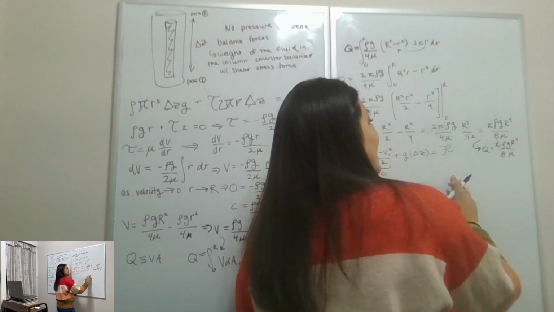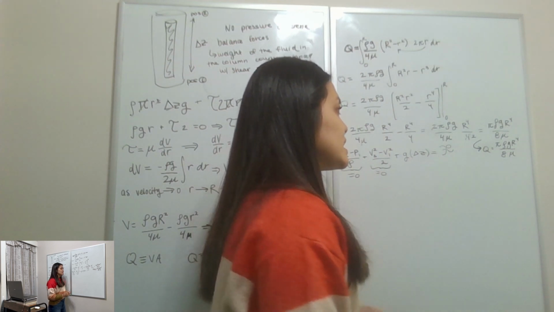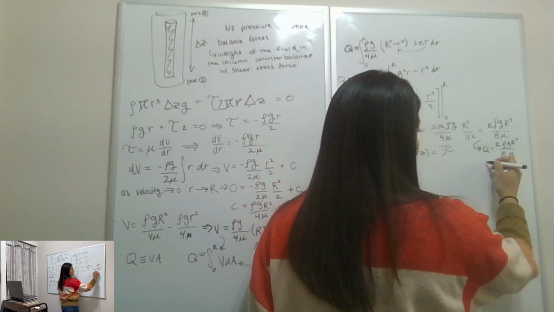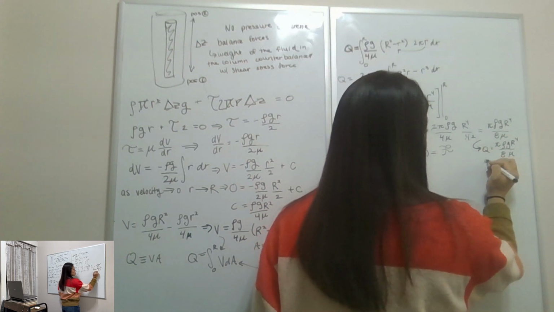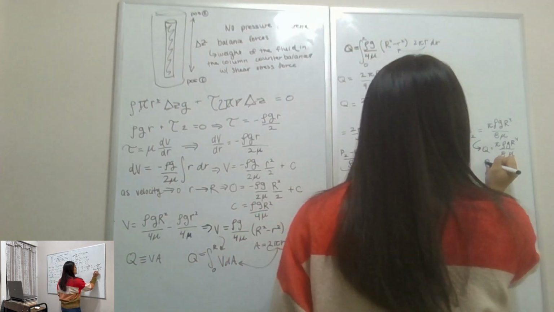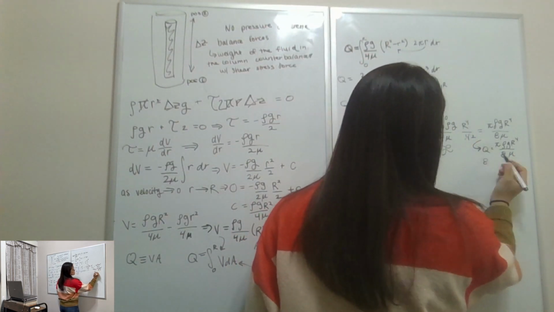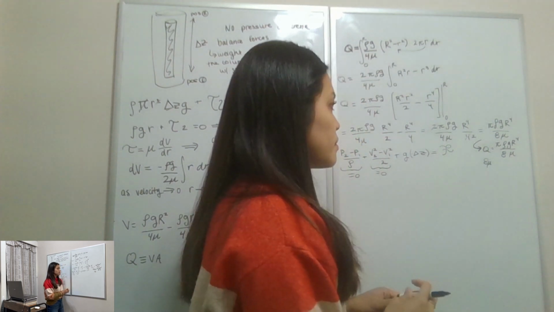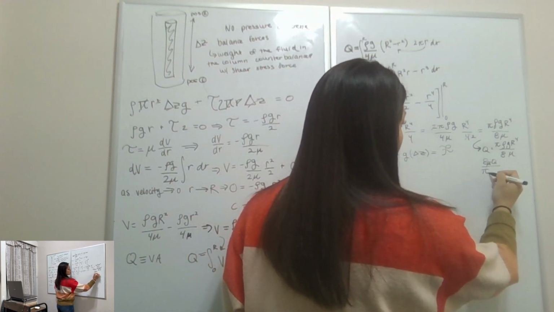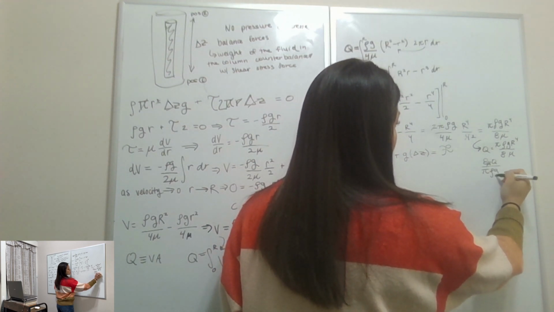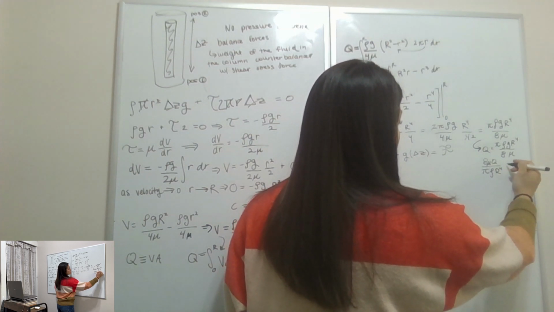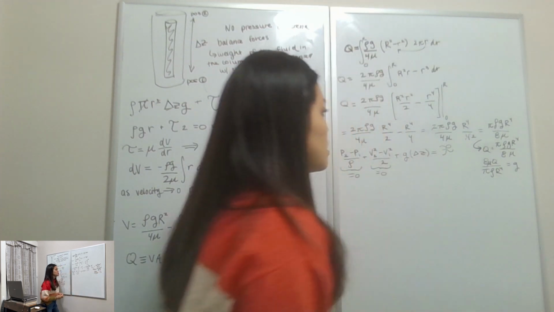So now if we were to isolate the gravitational acceleration, any of these markers work, we would have 8 times the viscosity times the flow rate divided by pi times the density times the gravitational acceleration, times the outer radius to the fourth is equal to the gravitational acceleration.